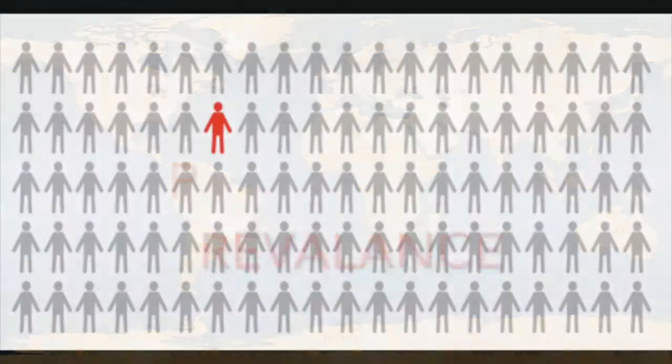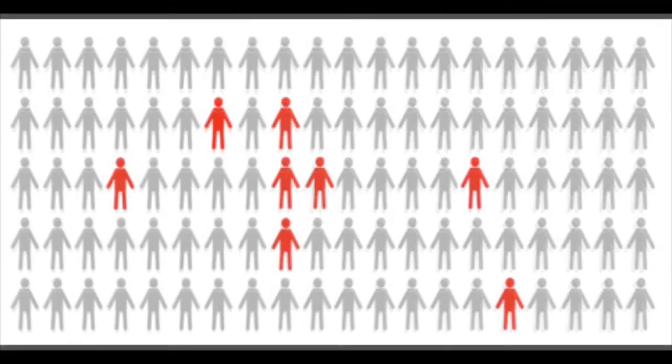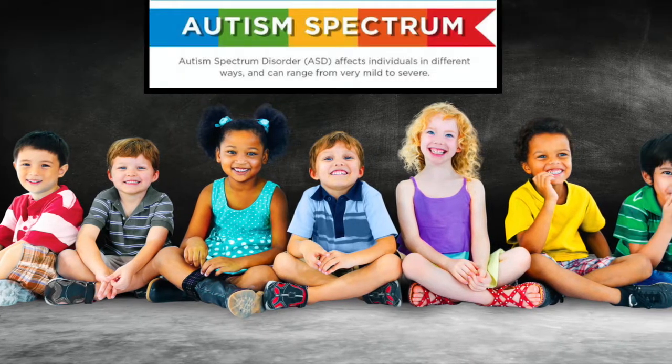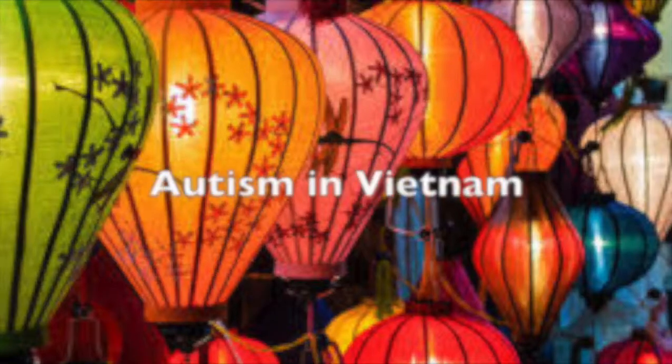Approximately 1 in every 100 children have ASD, with a higher prevalence among boys than girls. The range and severity of the difficulties people with ASD experience can vary greatly between individuals.